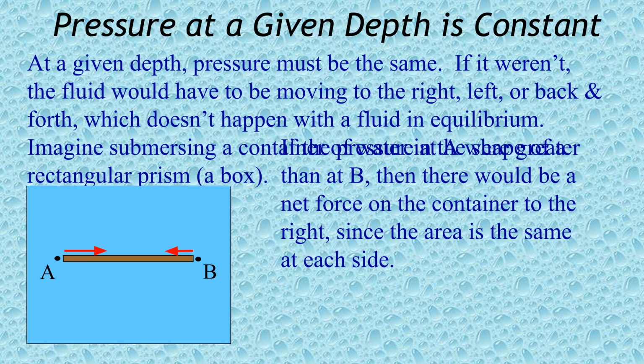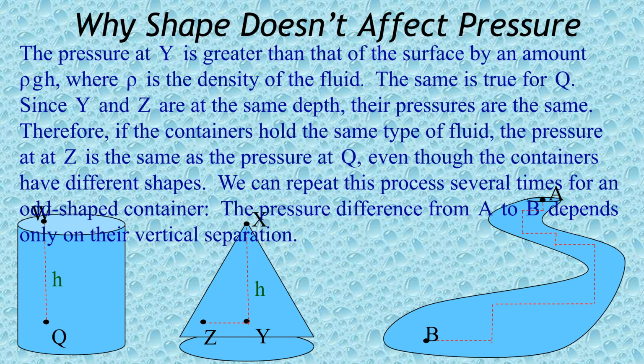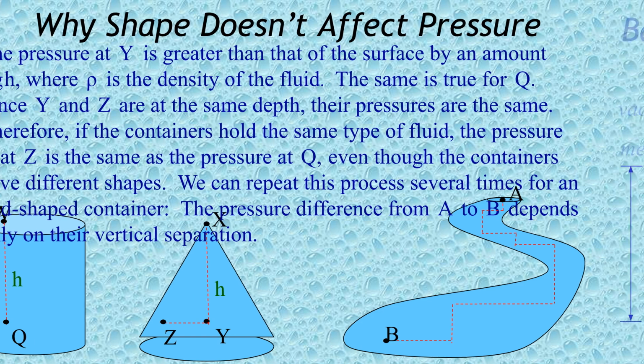At a given depth, the pressure in a fluid must be constant. If there were a pressure difference at the same depth, the fluid would be moving, which contradicts the state of fluid equilibrium. The pressure difference between the surface and a depth h is $\rho gh$, where $\rho$ is the fluid density. Since points Q, Y, and Z are at the same depth, the pressure at Z is the same as the pressure at Q, despite the different container shapes.